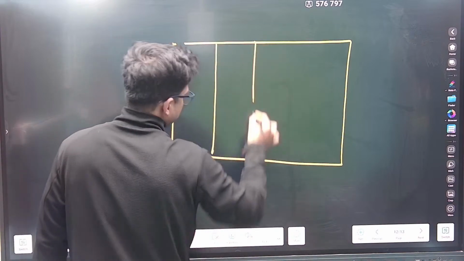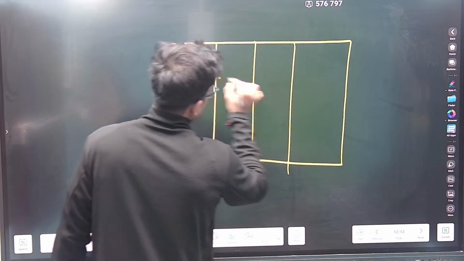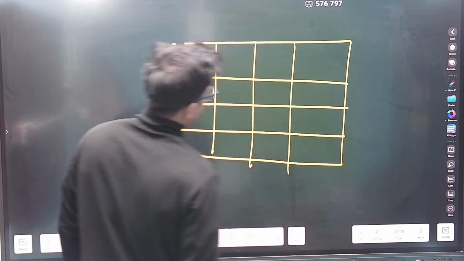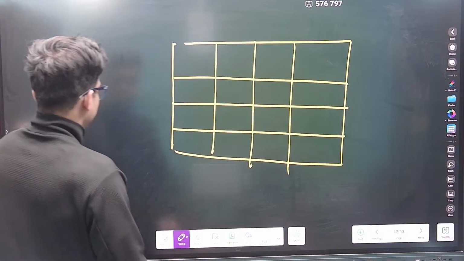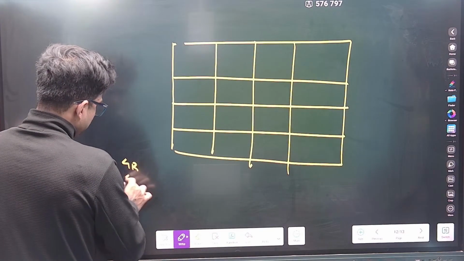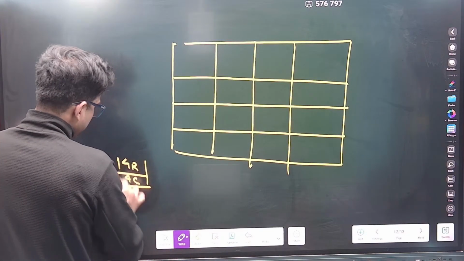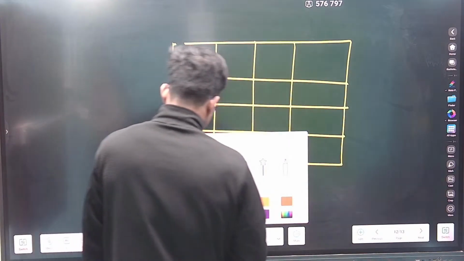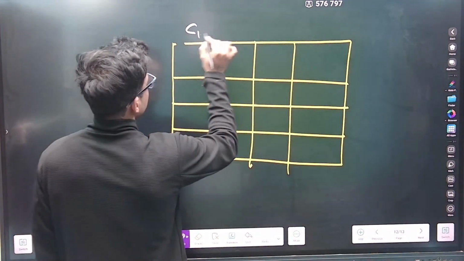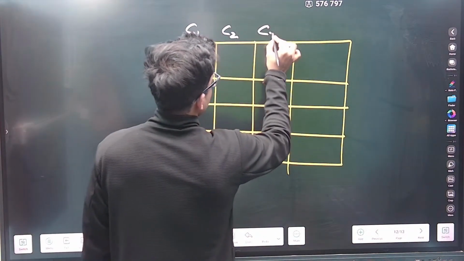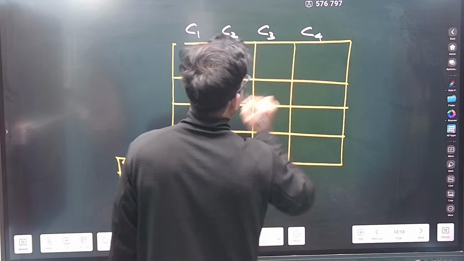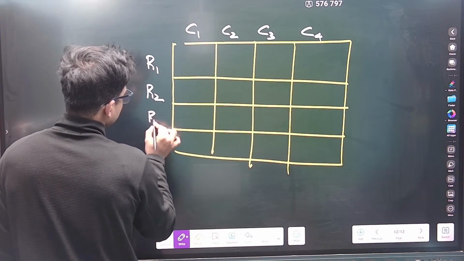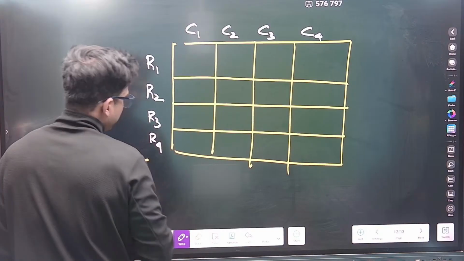1, 2, 3, 1, 2, 3. This is 4 cross 4, no? 4 rows, 4 columns. Correct? Fine. Column 1, column 2, column 3, column 4, row 1, row 2, row 3, and row 4.